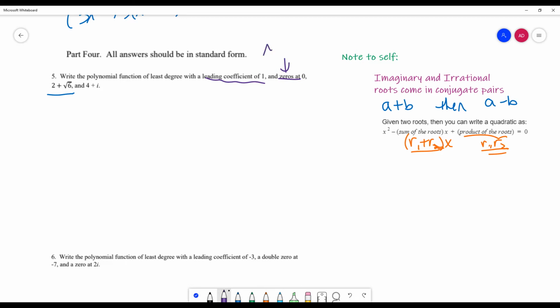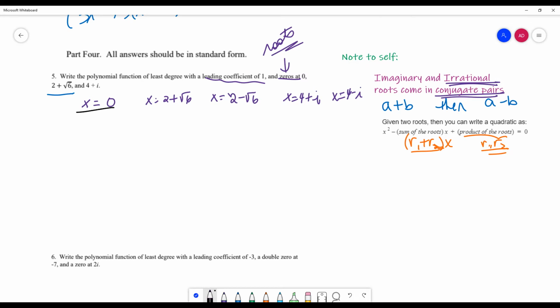Okay, so remember, the zeros is another way of saying roots. One of the zeros is 0. I know that sounds silly, but what I tell my students is just call it x equals 0. Another root, like we said, was 2 plus radical 6. Well, if 2 plus radical 6 is a root, you know 2 minus radical 6 is also a root. That's the whole conjugate pair thing. Irrational roots come in conjugate pairs as well. Then the next one: if 4 plus i is a root, then 4 minus i is also a root. So if x equals 0 is a root, then x is a factor. We got that one going for us.